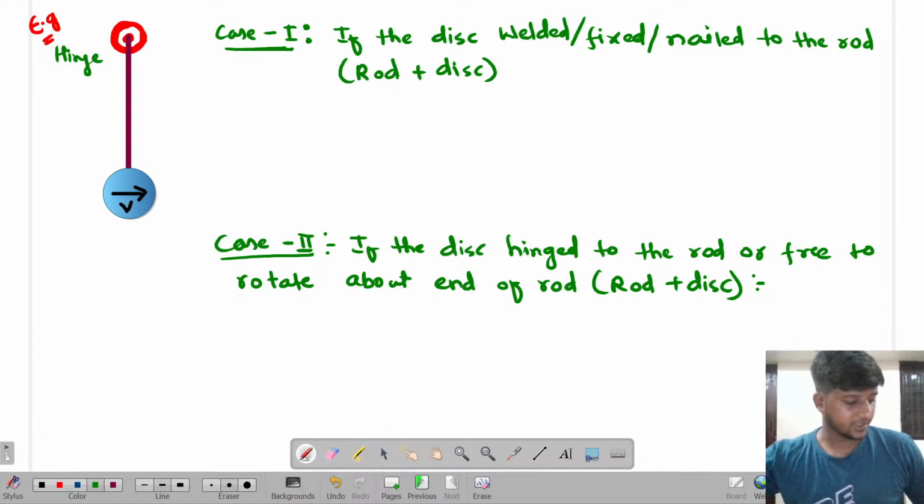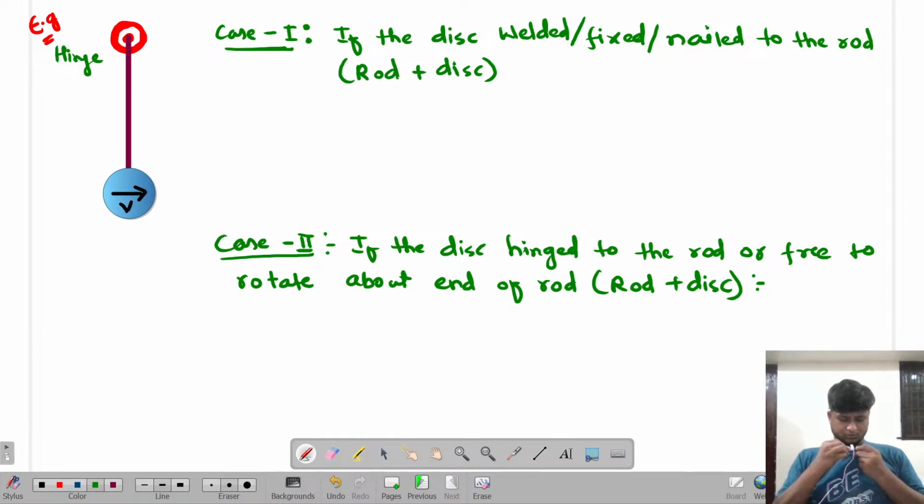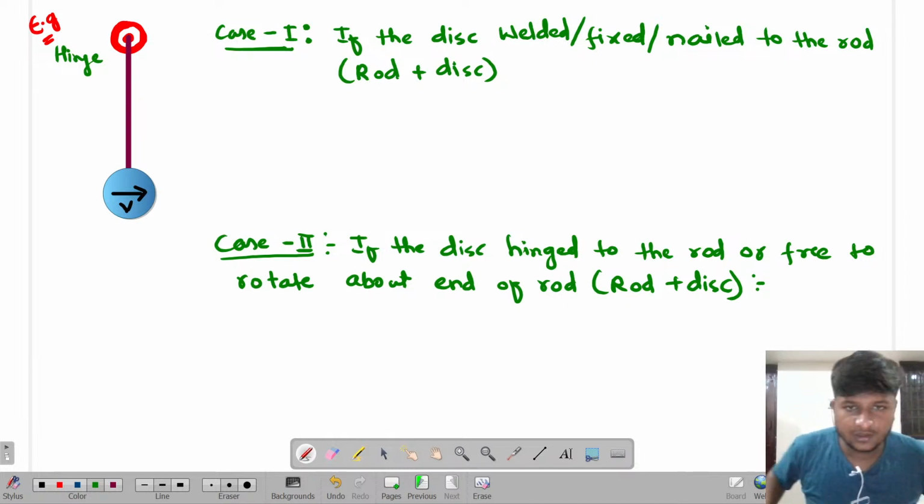Tell me, what is the situation over here? Yeah, first case is nothing is moving. Means it is welded. Of course, it will move. Means you have to think. This is just the given. See, if I consider the first situation, then what will happen? It is saying the disc is welded or fixed or nailed to the rod. Means it is perfectly fixed on the rod. Are you able to get me or not?